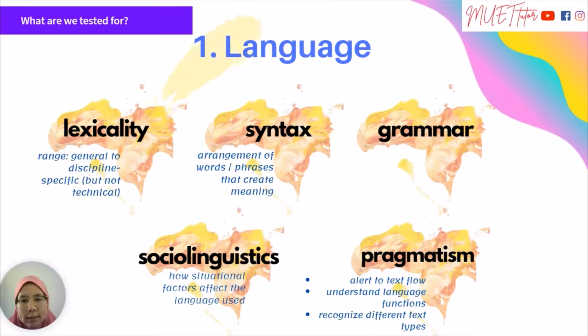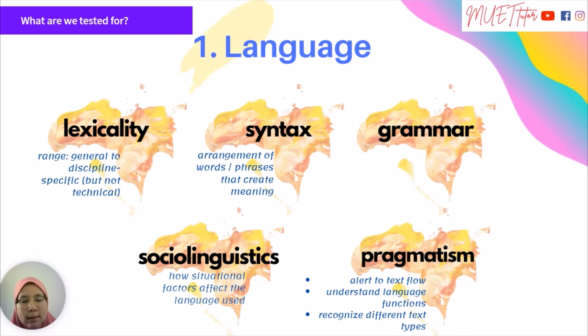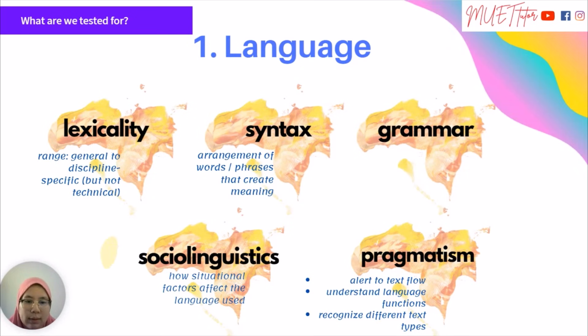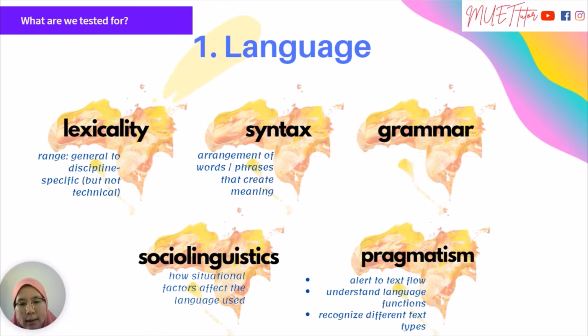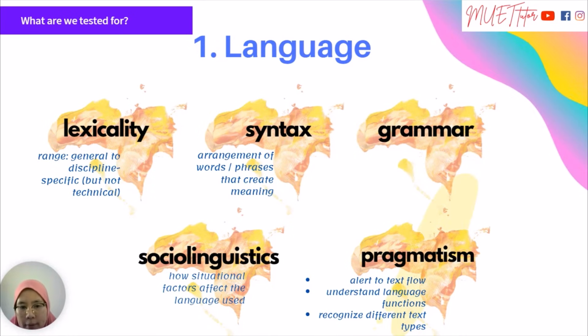First, you'll be tested for language. It includes lexical knowledge, meaning you should recognize the word when you see it. And if you don't understand its meaning, you should be able to find its meaning from the other parts of the sentence or text. Syntax, meaning that you should be able to understand the writer's meaning by looking at and analyzing how the writer arranges his words and sentences or paragraphs. And then your knowledge of grammar.